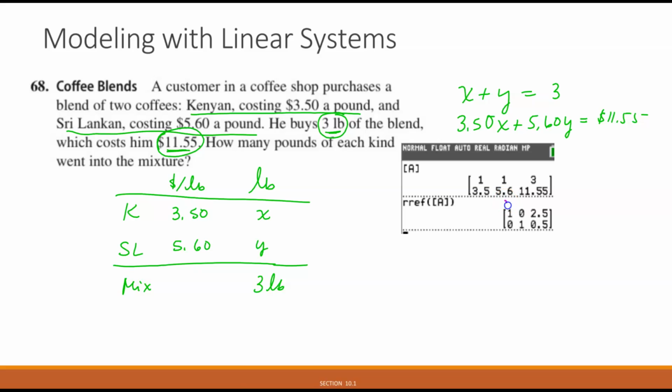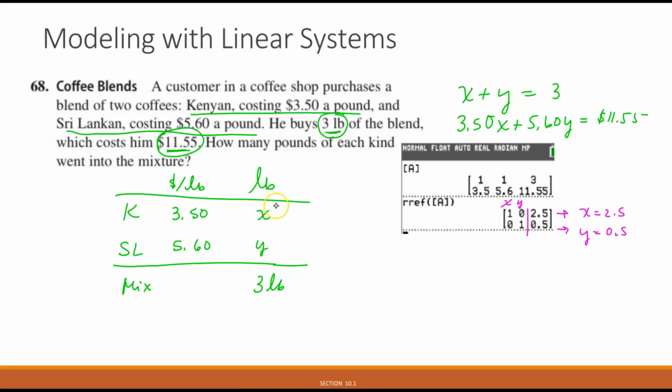Okay, so after we RREF, we want to make sure we remember what each of these mean. This is the X column, the Y column, this is our equal sign, and the constant to the right of the equal sign. So what does this row tell us? 1x plus 0y equals 2.5, or x equals 2.5. 0x plus 1y, or y equals 0.5.